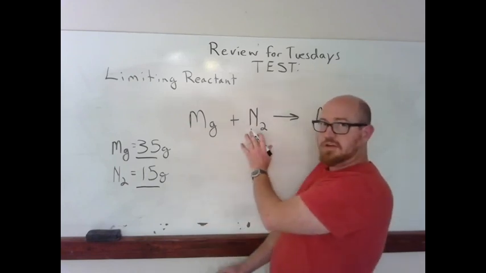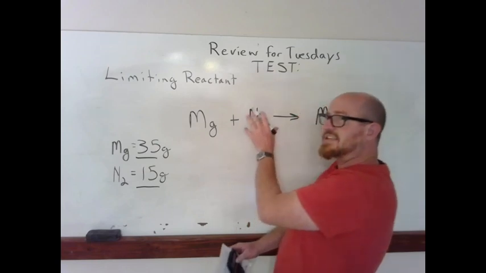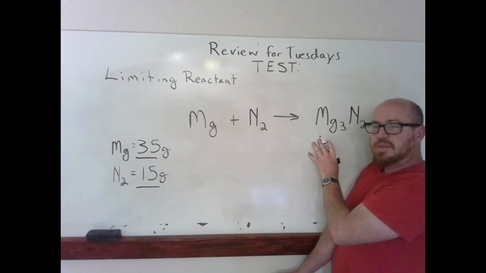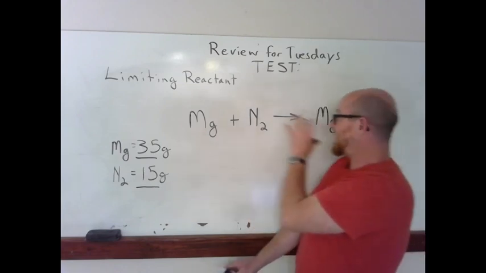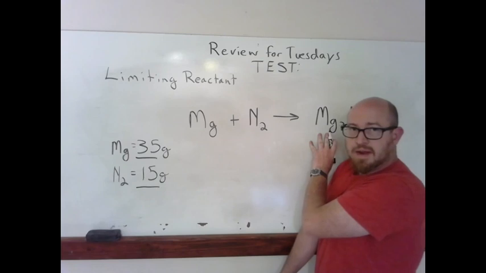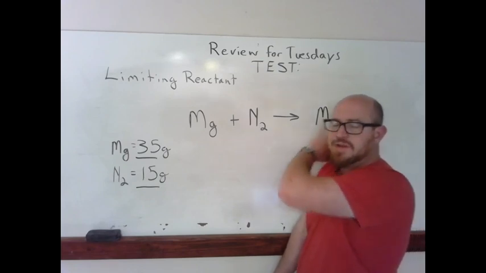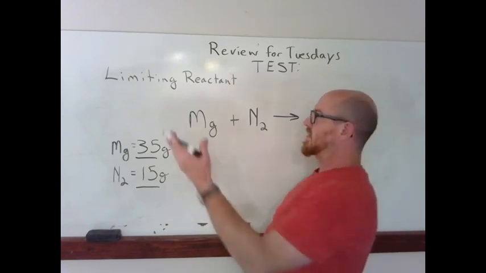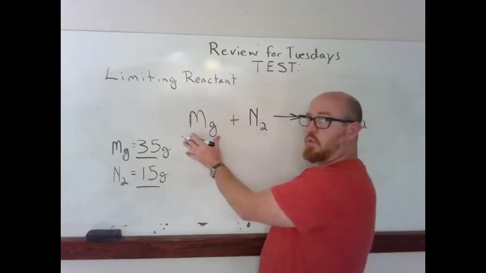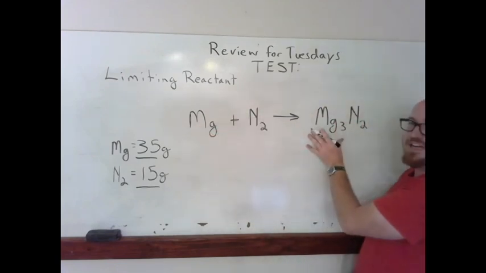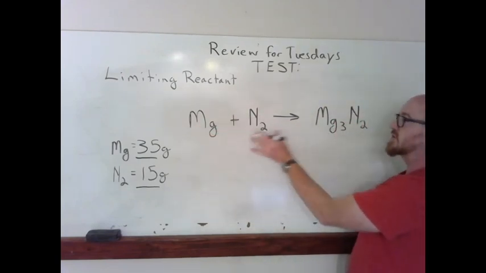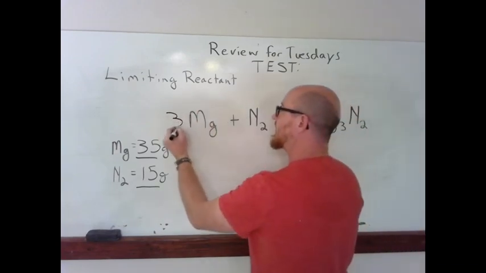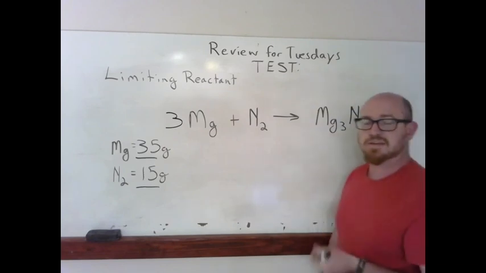If I start with 15 grams of nitrogen gas, again I ask myself the question, how much magnesium nitride can I make? Now, whichever one makes the least amount of this will be my limiting reactant, but you can't do any of it until you balance the equation, which is fairly simple. If we look at magnesium on this side, there is 1. If we look at magnesium on this side, there is 3. The nitrogens are both 2, so they're balanced. So all I need to do is put a 3 here, and we have balanced the equation.